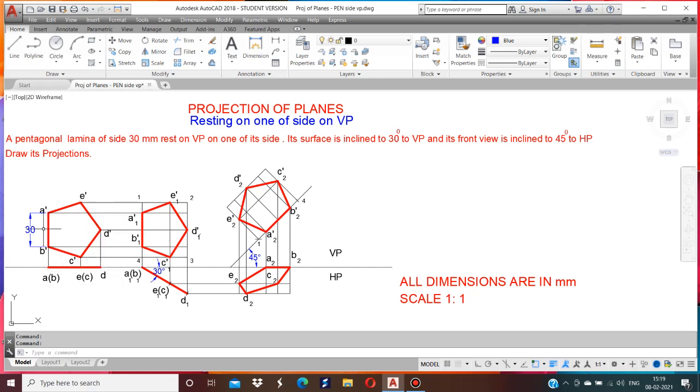This is the first step. Simple position. Pentagon resting on VP. The second step is mark this A1, B1 here. Now draw a 30 degree inclined line. Now AD as radius, from A1 as center, cut an arc.